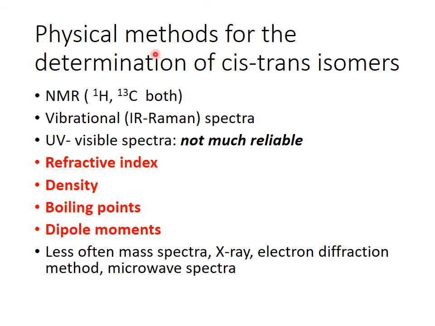There are various methods for determination of the geometrical isomerism shown by a compound, whether it is a cis molecule or a trans molecule. Of these, the important ones are NMR, vibrational spectra or Raman spectra, and refractive index measurement, density measurement, boiling point measurement, dipole moment measurement, etc. UV visible spectra can also be used for determination of the cis or trans isomers, but it is not much reliable.